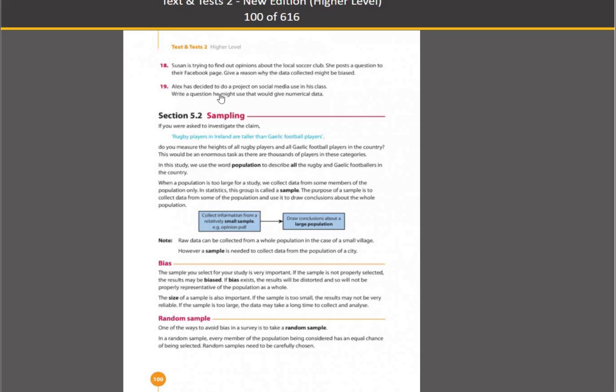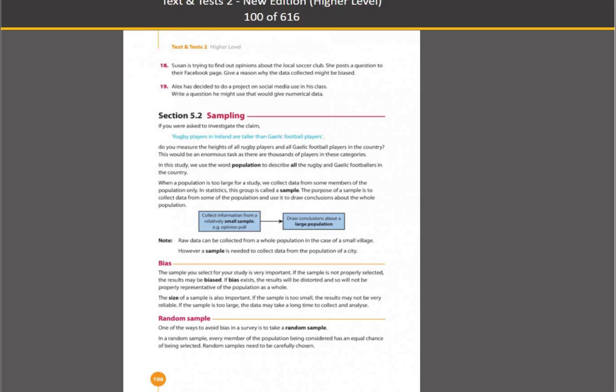19. Alex has decided to do a project on social media use in his class. Write a question he might use that would give numerical data. So a question might be, how many social media apps do you use daily? 0, 1, 2, 3, 4 plus, whatever. Or you could ask, how many minutes do you spend on social media daily? 0 to 20 minutes, 20 to 40, an hour plus, and so on.